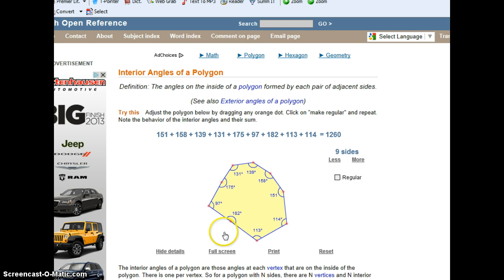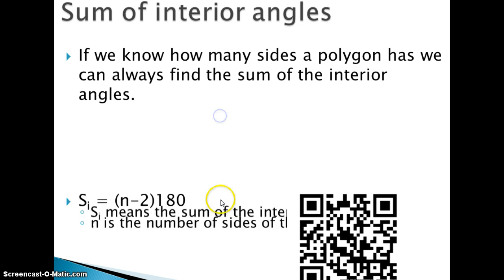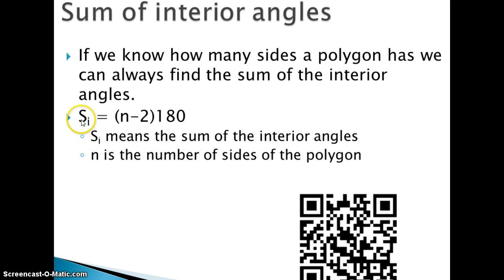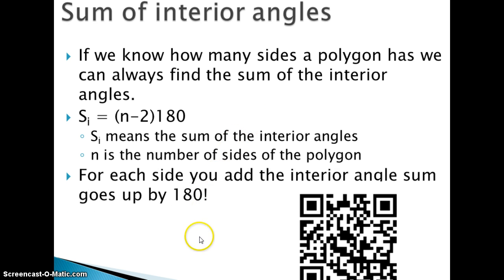So there's a formula that we can use that will tell us every single time what the sum of the interior angles is. And that formula is S sub I, which means sum of interior angles, all of them added up, is n minus 2, so the number of sides of the polygon, subtracting 2, times 180. Think about that, the triangle is the smallest one, so 3 minus 2 is 1, multiply that by 180, you get 180 degrees. So every time you add a side, you add 180 degrees to the interior angle sum. Pretty consistent with that.